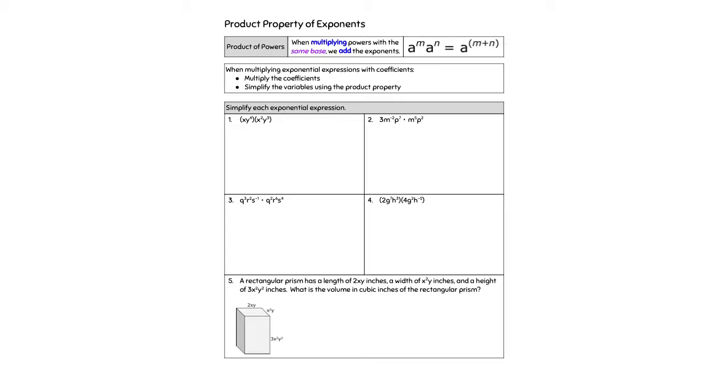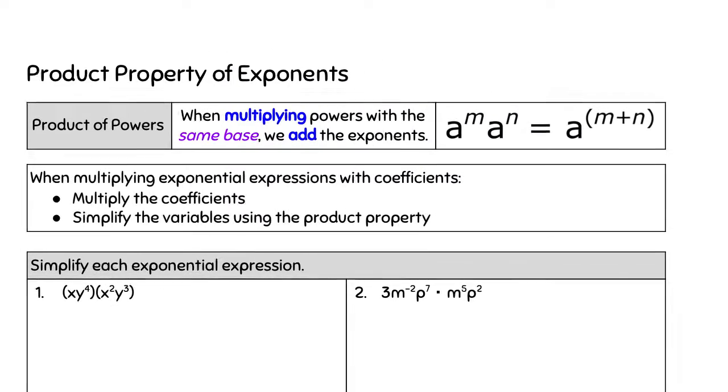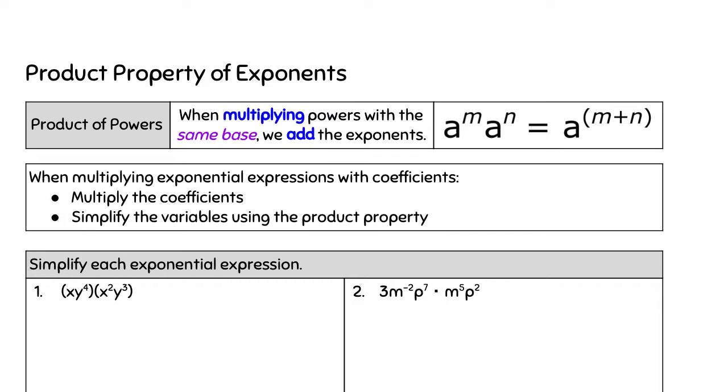Hey guys, today we're going to continue talking about the product property of exponents. Just as a reminder, what the product of powers property says is that when you are multiplying powers with the same base, we add the exponents. So you can see from the picture here, these two a's are being multiplied. So in order to simplify, you just add their exponents.